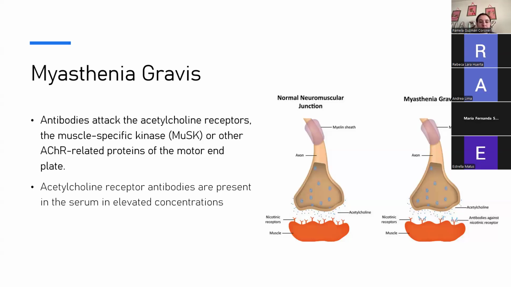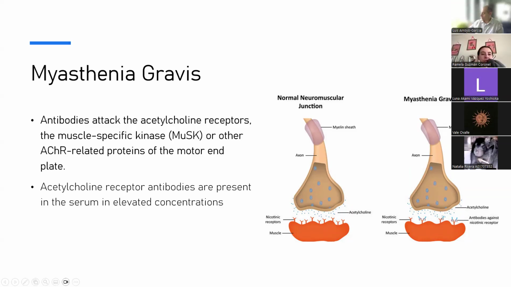Okay, so for example, what would you do to treat this disease? Give something that would block those antibodies. Okay, that's one.